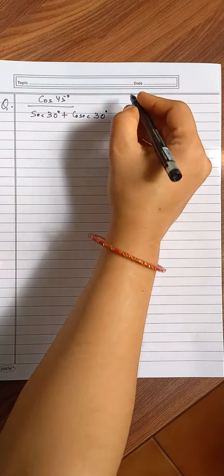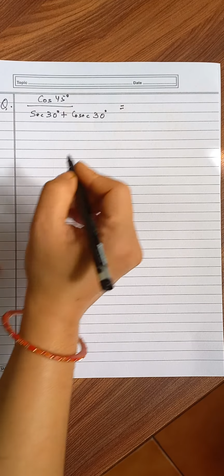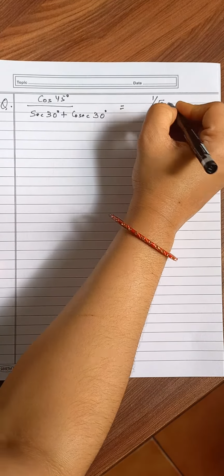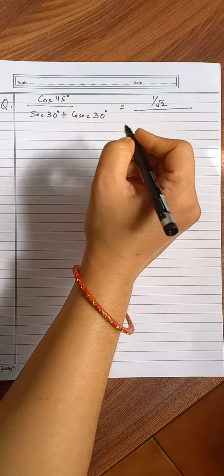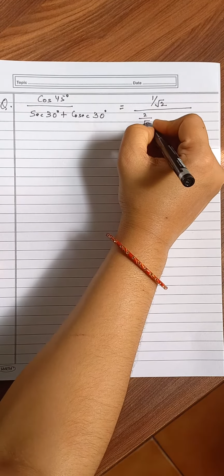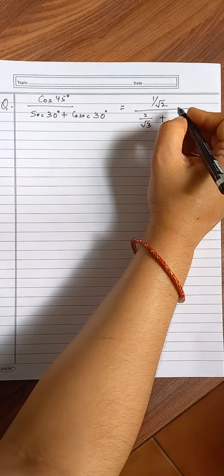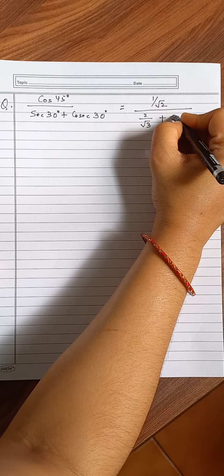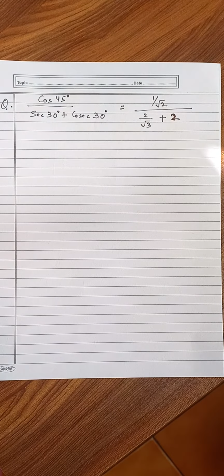So we have to put down the values of it. We already know that cos 45 degree is 1 upon root 2. So put it here. Now sec 30 degree, its value is 2 upon root 3. Then cosec 30 degree, cosec 30 value will be 2, okay, because it is 30 degree. So cosec 30 degree is 2.